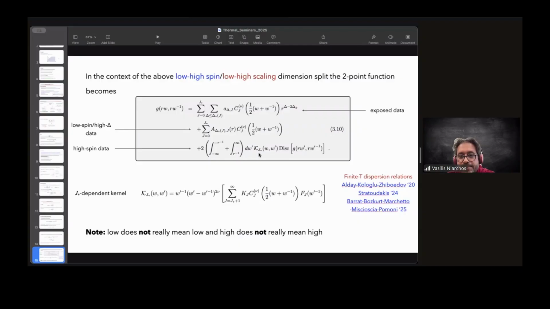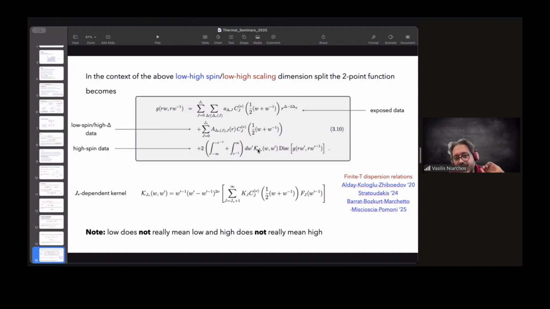Using the OPE inversion formula, you can write down a space-time dependent dispersion relation where you have subtracted out the contribution to the thermal OPE of all the operators with J less or equal than J star.